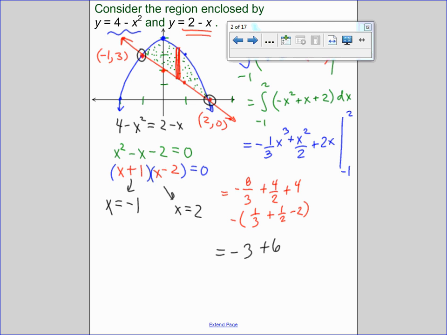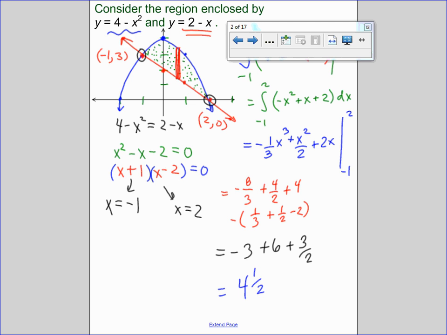I'm getting minus a negative 1.5, so that's plus 1.5. So let's put it all together and see if we can't get 3 plus 4.5. I'm getting 4.5. We're getting that? Negative 3 plus 6 is 3. Plus 1.5 is 4.5. So I'm getting 4.5.